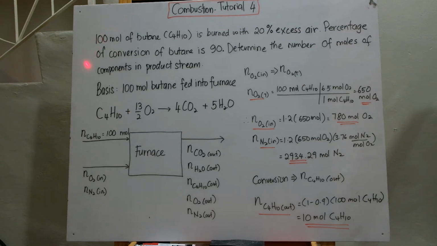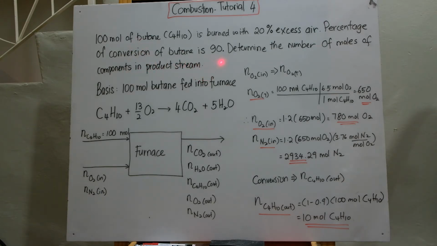Okay, in this tutorial we have another set of questions where 100 mole of butane is burned with 20% excess air. Percentage of conversion of butane is 90. Determine the number of moles of components in the product stream.